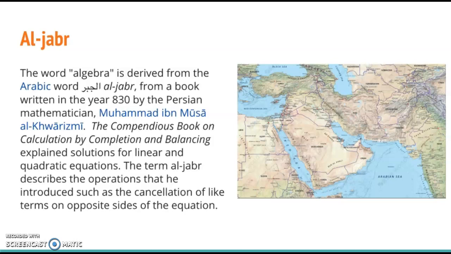The word algebra is derived from the Arabic word aljabar, from a book written in the year 830 by the Persian mathematician Muhammad ibn Musa al-Khwarizmi. The book was entitled The Compendious Book on Calculation by Completing and Balancing, and it is that word aljabar that is used to represent the terms completion and balancing.